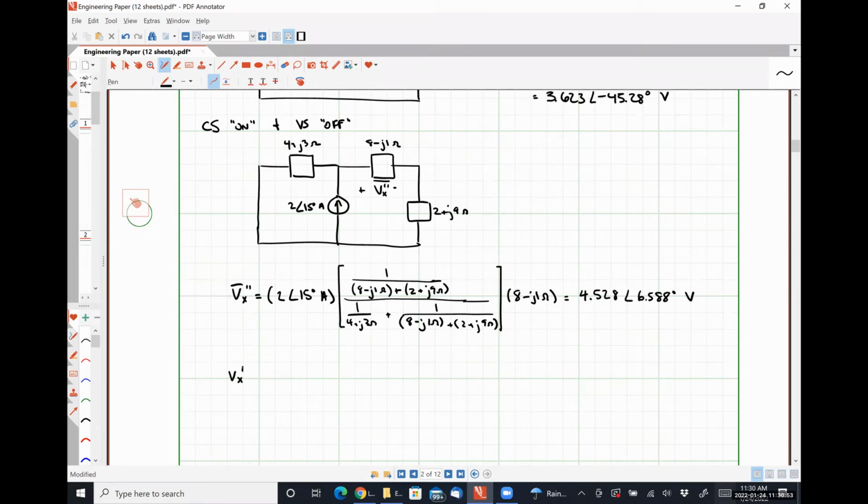Vx prime plus Vx double prime is equal to Vx: 3.623 angle negative 45.28 plus 4.528 angle 6.588 yields 7.341 angle negative 16.255 degrees.